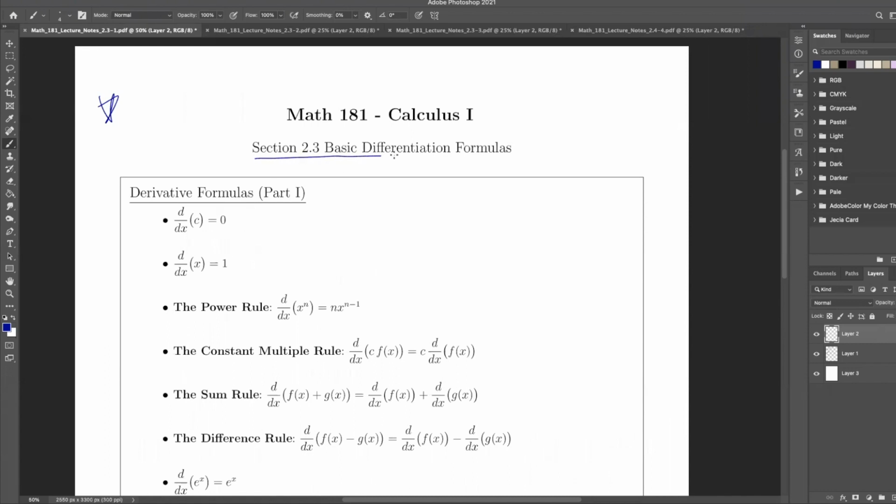All right, so we're going to talk about basic differentiation formulas. So here, we're going to let C be a constant. So let's let C be a constant. If C is a constant, the derivative of a constant is 0, right?